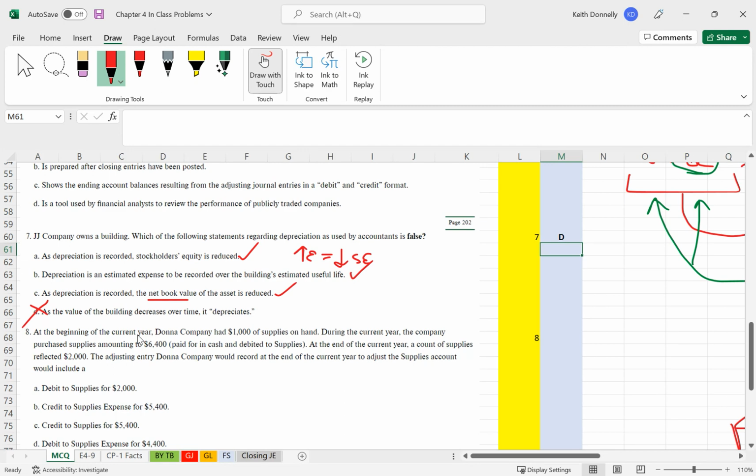Now there's more specific ways on how you calculate depreciation. We're going to have a chapter on that. Right now you just need to know that framework of the journal entry, the net book value, and what depreciation is.